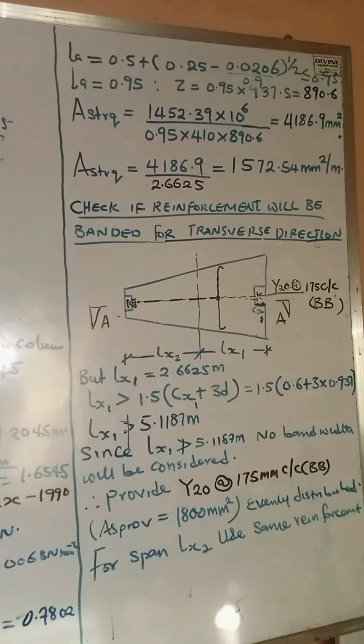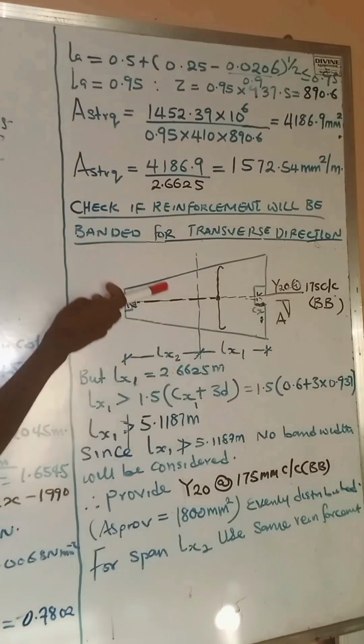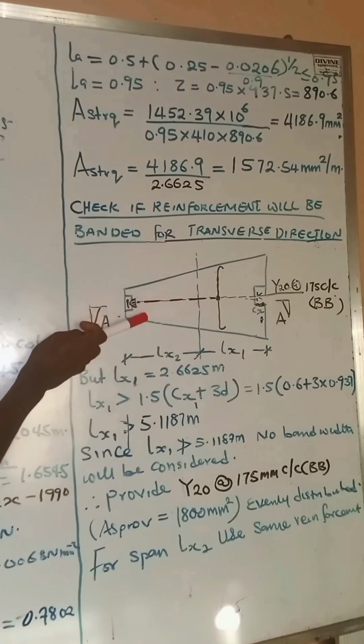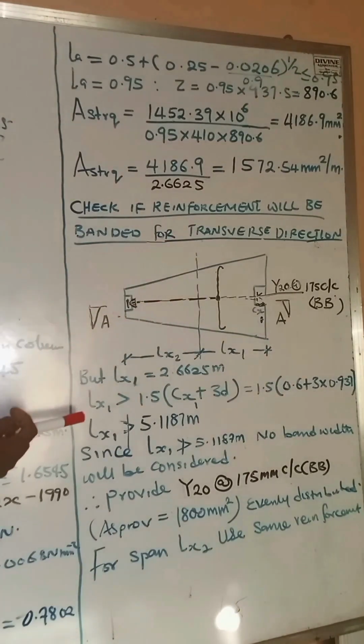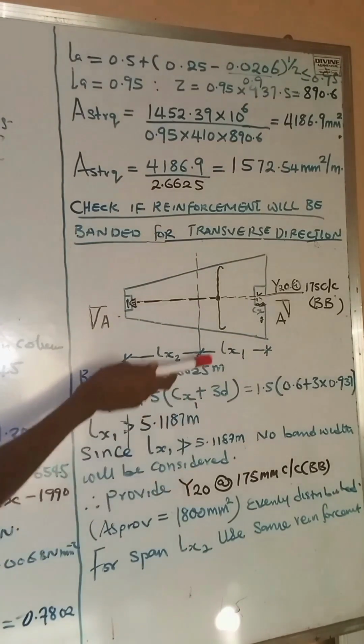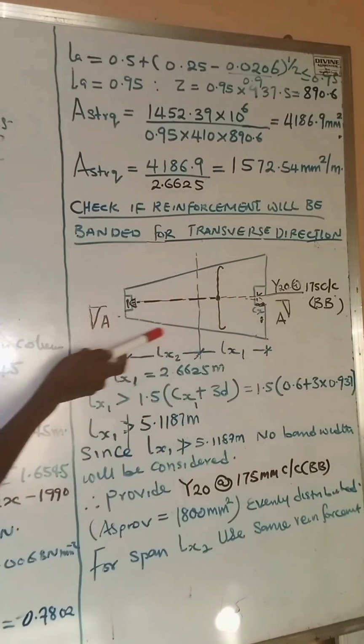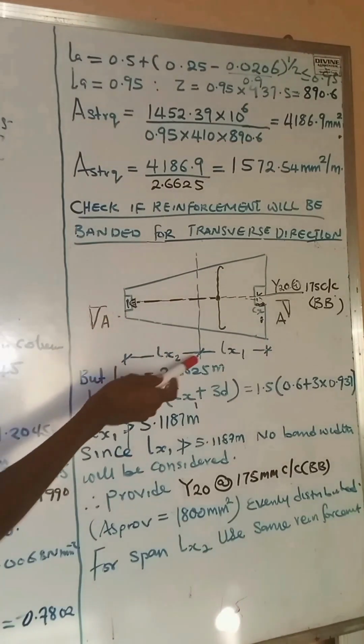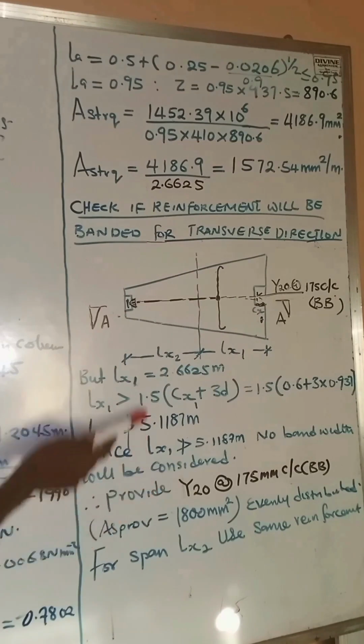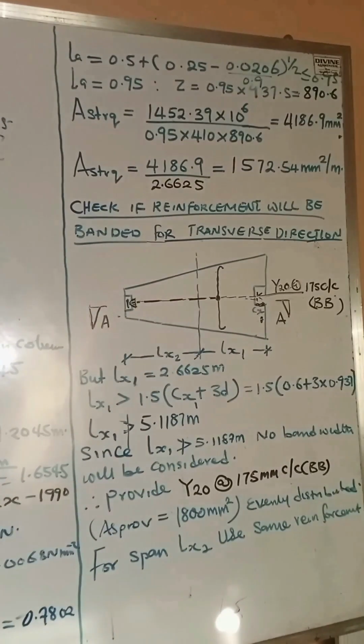But if we do that, for us not to work on this other part of the footing, remember we said we'll divide the footing into two equal isolated footing. We'll make use of the reinforcement obtained for this particular section of the footing for this section on the left hand side, which is our LX2. So this same reinforcement obtained will be used evenly distributed along the span. All right, so that is what we're going to do. So we say area of steel provided is 1,800 mm square, evenly distributed for span LX2. We also use the same reinforcement. Okay, so this is what we have for this particular footing.